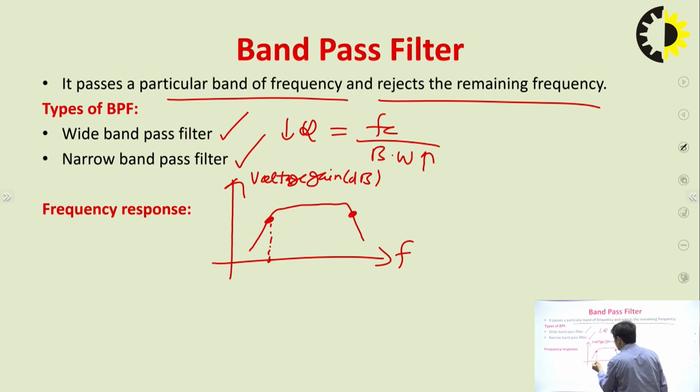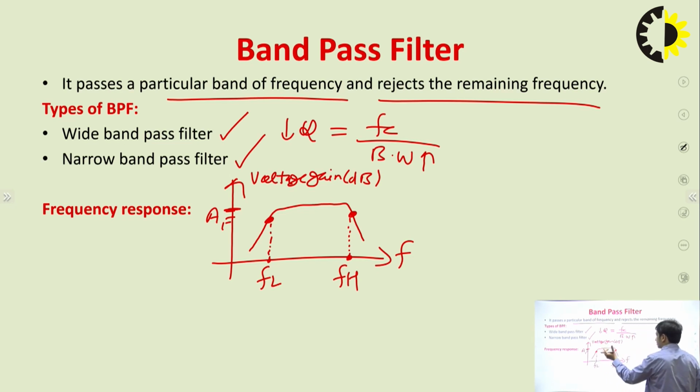One is called the lower cutoff frequency, let's say it is FL, and the other one is called the upper cutoff frequency, let's say this is FH. And the maximum gain, you can see, is AF. FL is the lower minus 3 dB frequency and FH is the upper minus 3 dB frequency, right? And the bandwidth of this wide band pass filter or narrow band pass filter will be equal to FH minus FL.